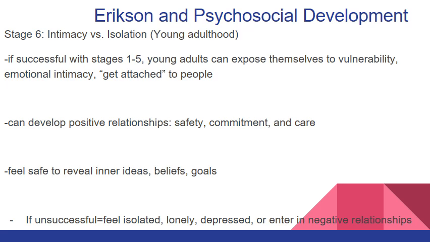Stage 6, intimacy versus isolation, occurs during young adulthood. If the young adult has successfully completed stages 1 through 5, they will be able to expose themselves to being vulnerable to others and to develop emotional intimacy in which they can get attached to people.